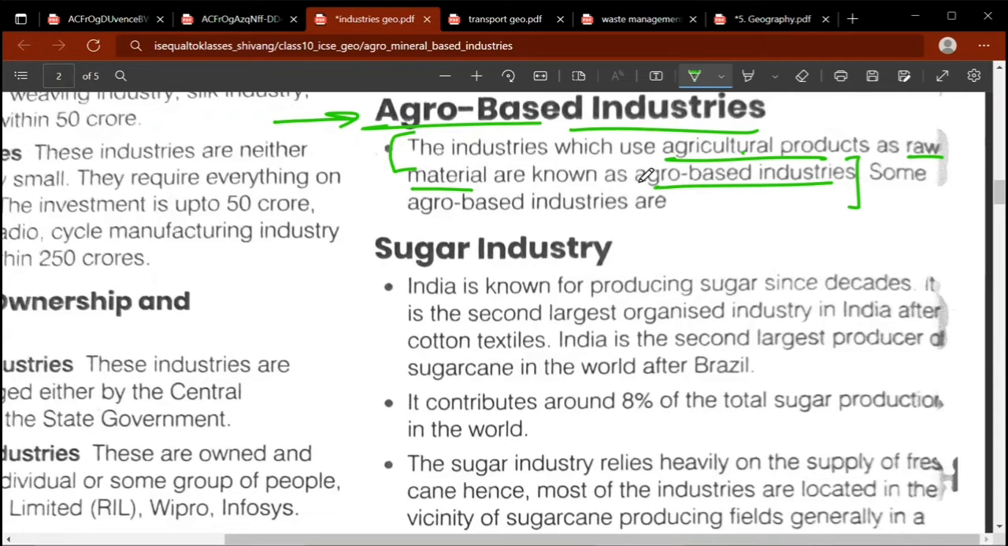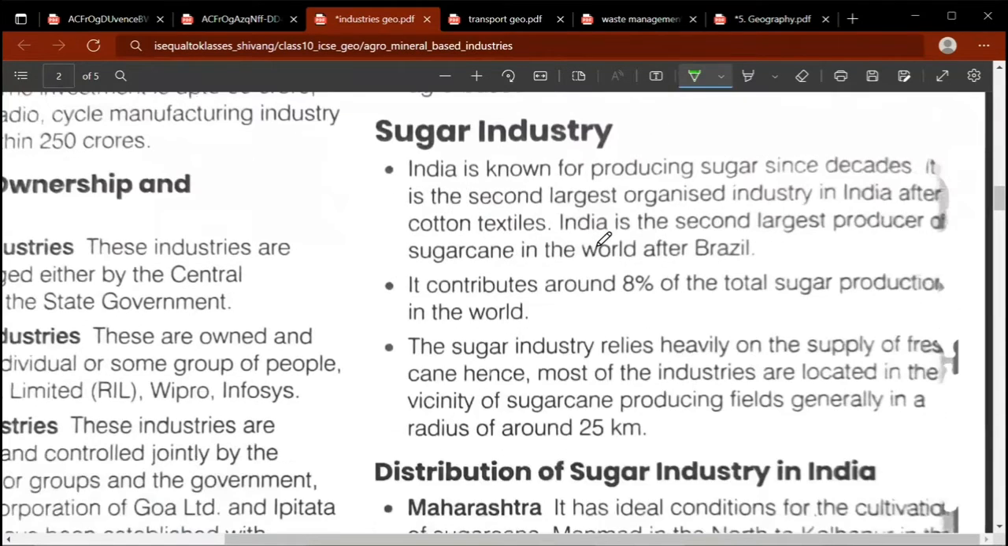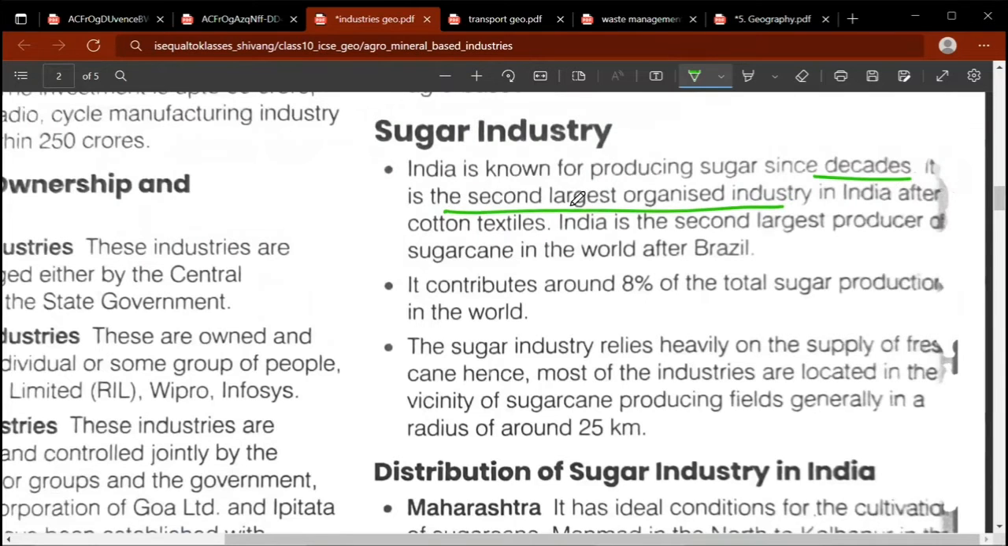Some Agrobase industries are sugar industry. India is known for producing sugar since decades. It is the second largest organized industry in India after cotton textile. India is the second largest producer of sugarcane in the world after Brazil. It contributes around 8% of the total sugar production of the world. The industry relies heavily on the supply of fresh sugarcane, hence most of the industries are located in the vicinity of sugarcane producing fields, generally in a radius of around 25 kilometers.